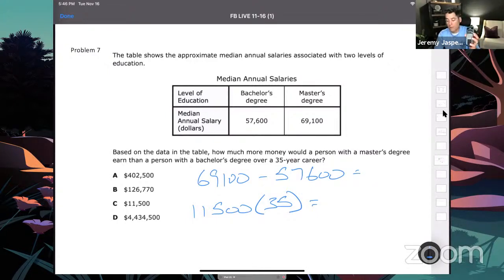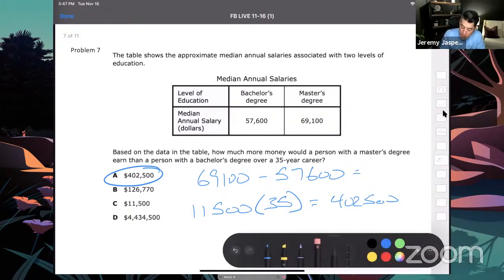There's no need to really write any of this down. I'm writing it down as a blueprint for you, but even if you're not used to using your calculator, get used to it, because it's going to save you so much time and help you get the right answer. So 11,500 times 35 leaves us with 402,500, and that's the answer. Pretty easy, pretty straightforward.